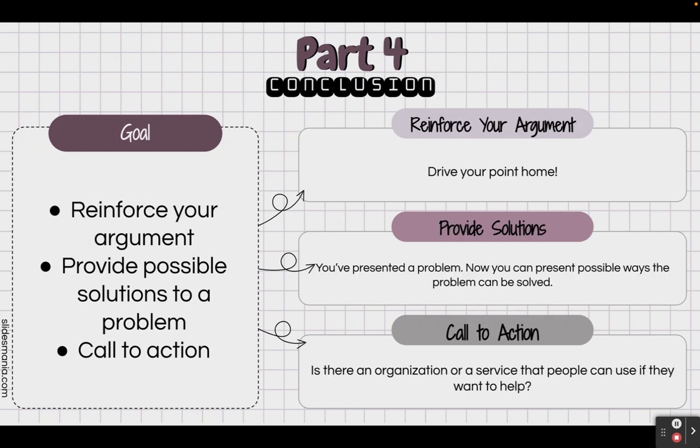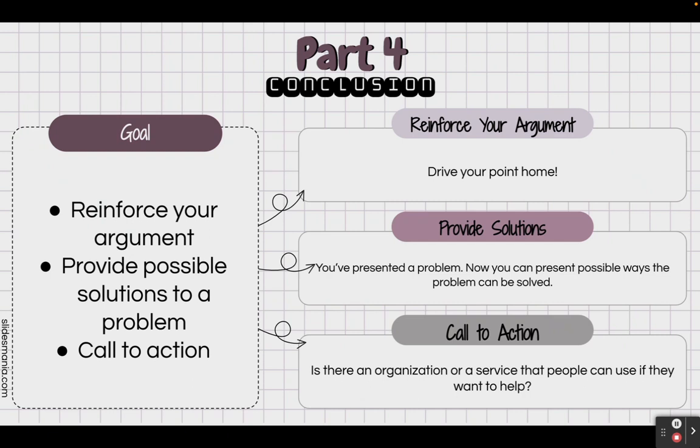The goal is to reinforce your argument, provide possible solutions to a problem, and a call to action. Again, reinforce your argument, drive your point home, restate it, provide solutions. You've presented a problem. Now you can present possible ways that the problem can be solved, if that wasn't part of the meat of your essay itself.